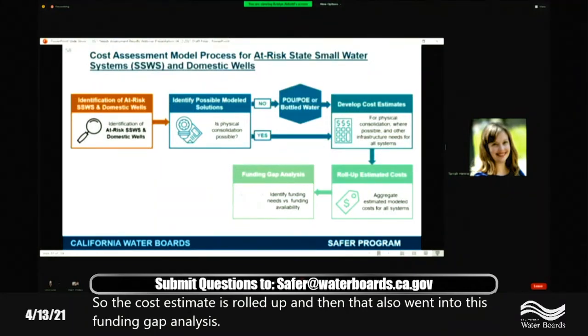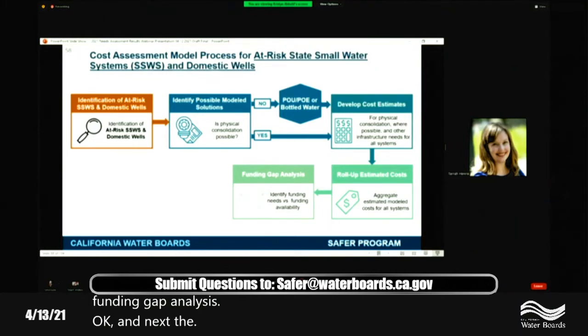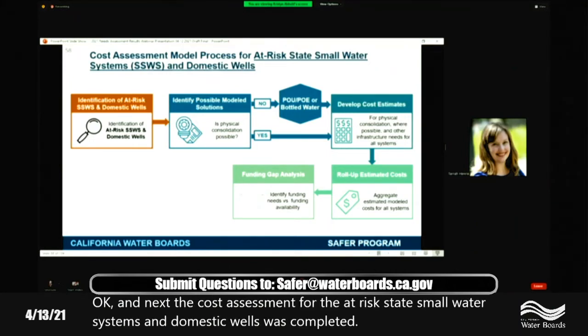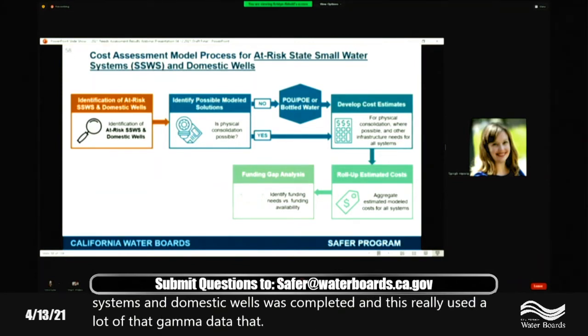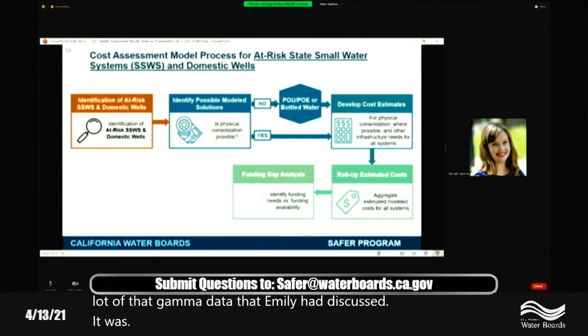Okay, and next, the cost assessment for the at-risk state small water systems and domestic wells was completed. This really used a lot of that gamma data that Emily had discussed. It was the earlier pre-January version of the data that we had used. So we identified possible modeled solutions.